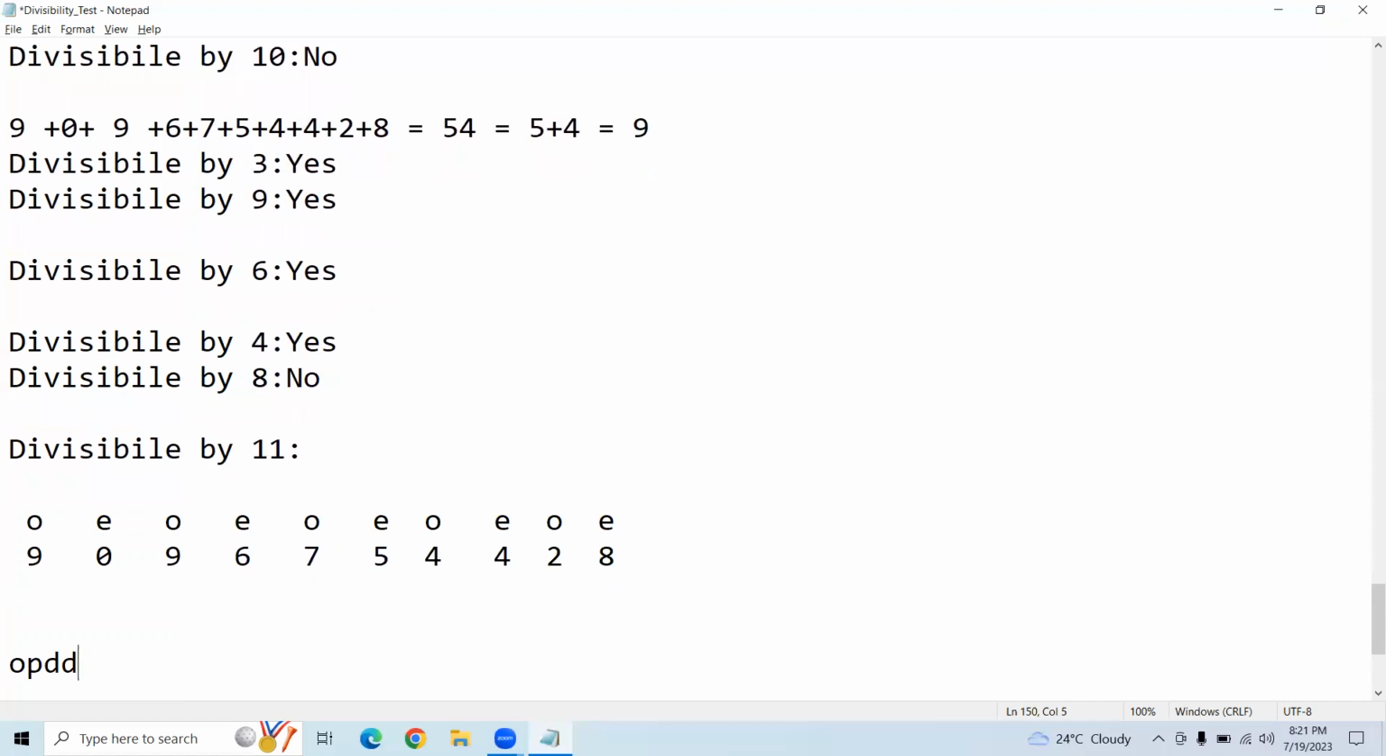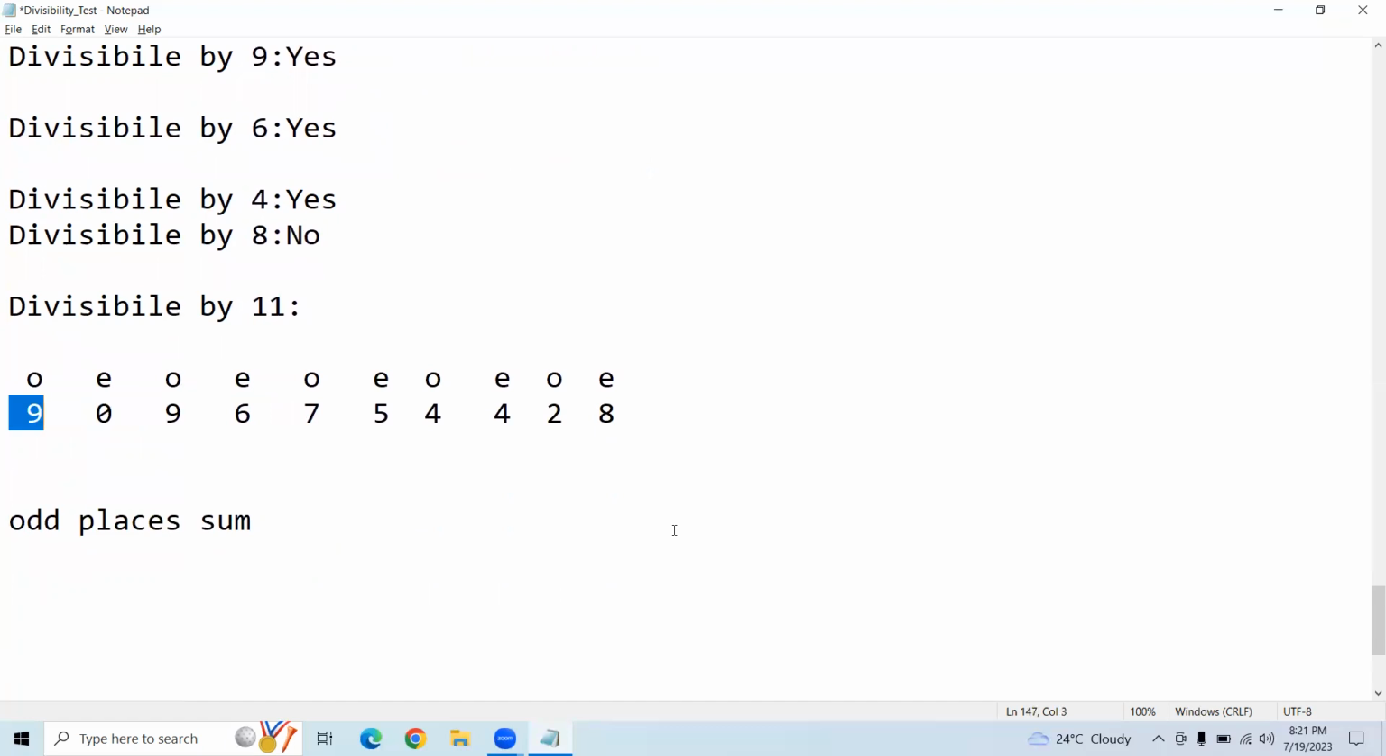So let's take the sum of odd places. 9, 9, 18, 25, 29, 31. So we got the sum as 31 for odd places. Even places sum we will do: 0, 6, 5, 11, 4, 15, 8, 23. So which is bigger? 31 is bigger. So let's do 31 minus 23. That becomes 8. Is 8 divisible by 11? No. So that's why this complete number is also not divisible by 11.